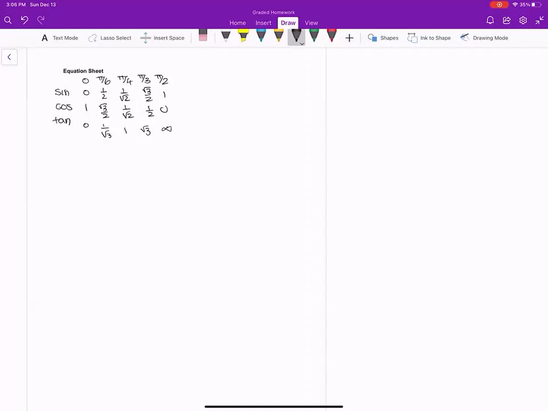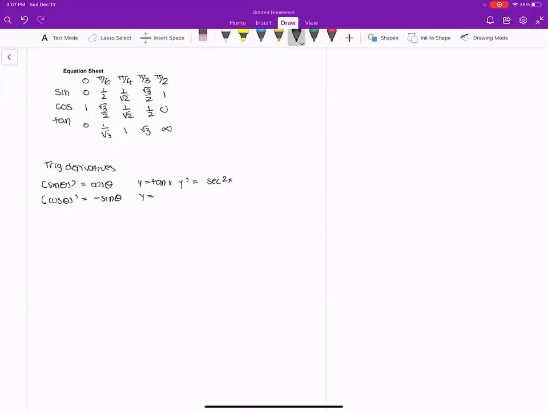Now let's go to trig derivatives. The derivative of sine is cos. The derivative of cos of theta is negative sine theta. If y was tan x, y prime would be secant squared x.